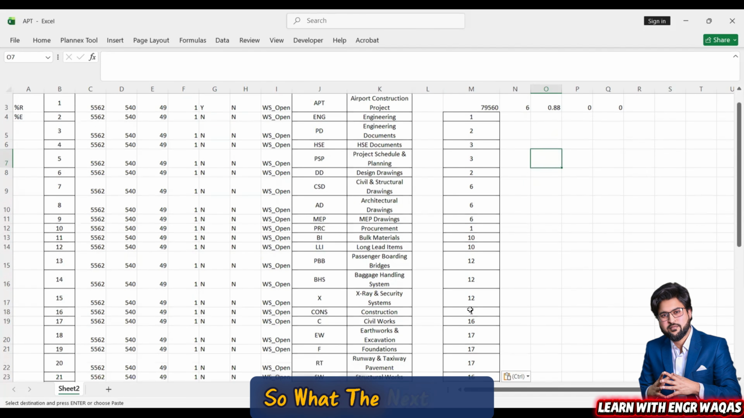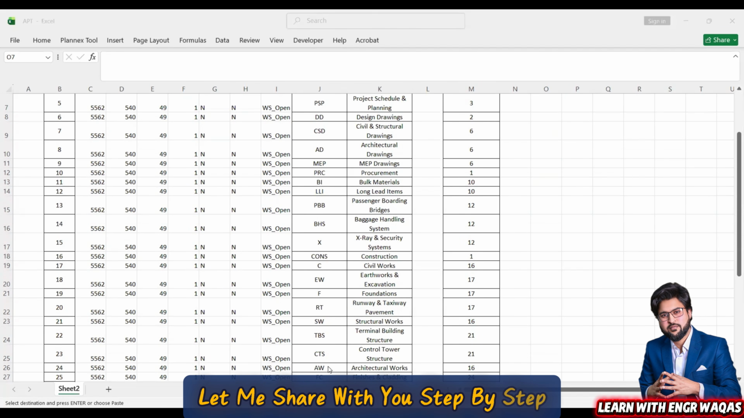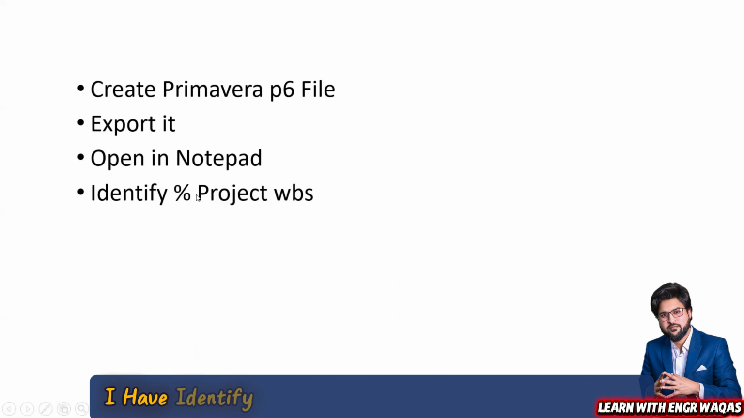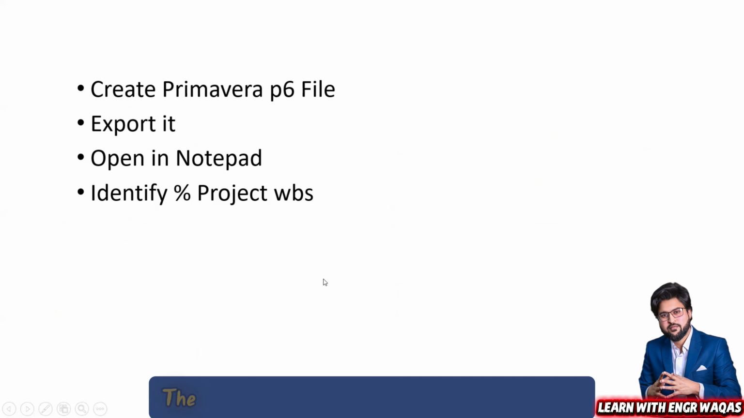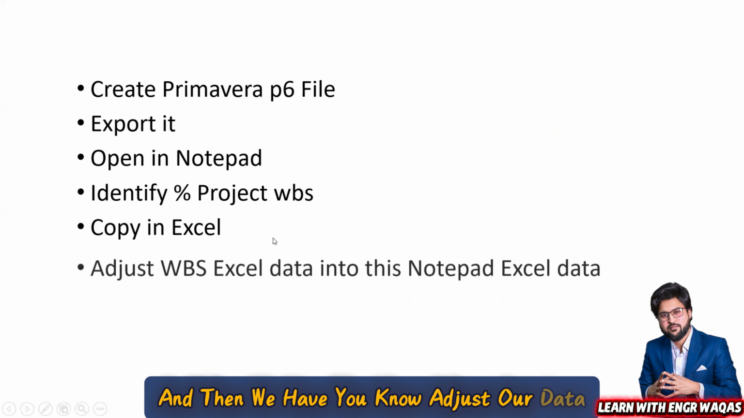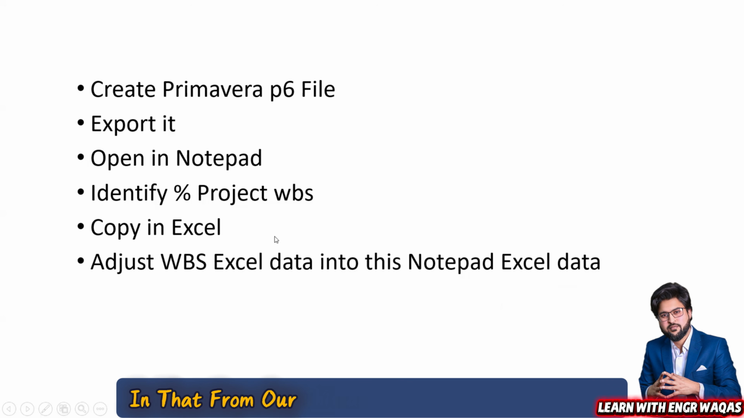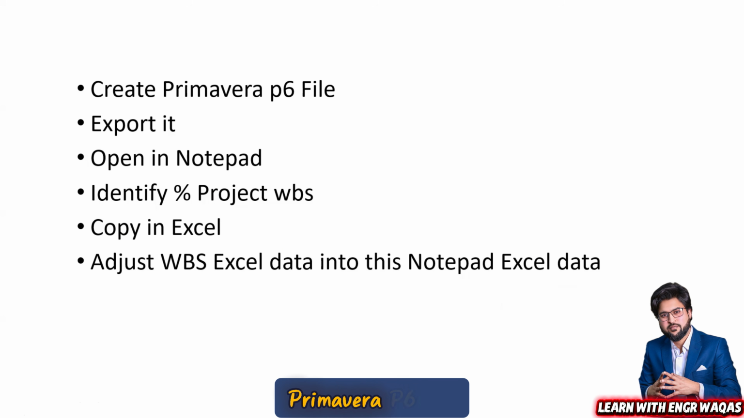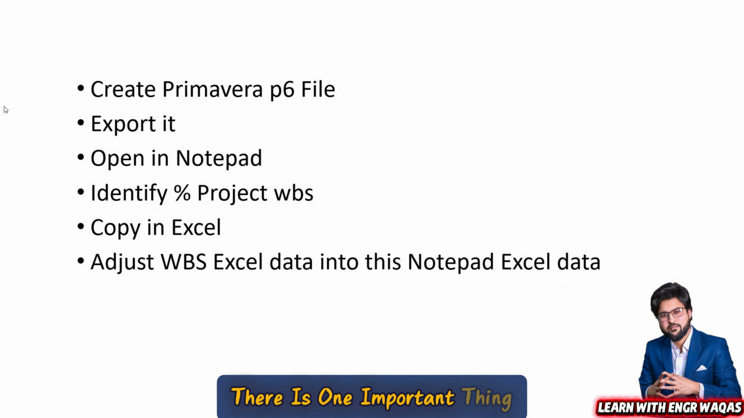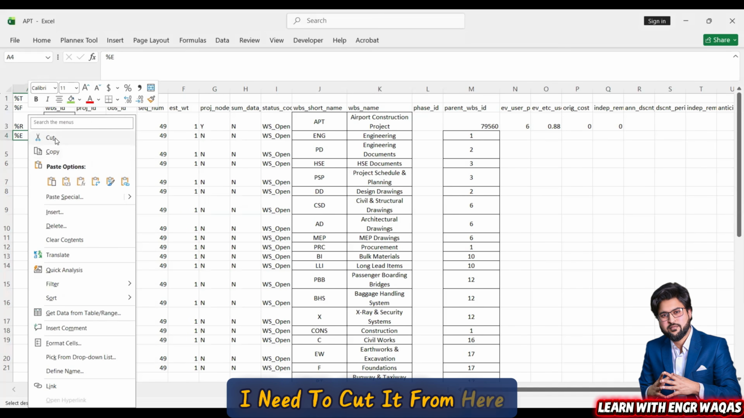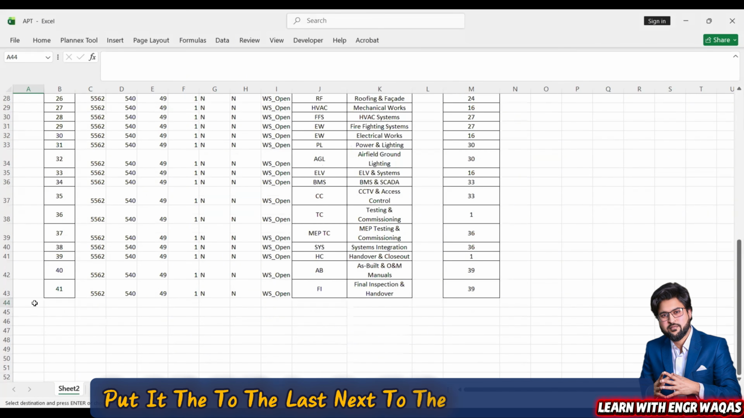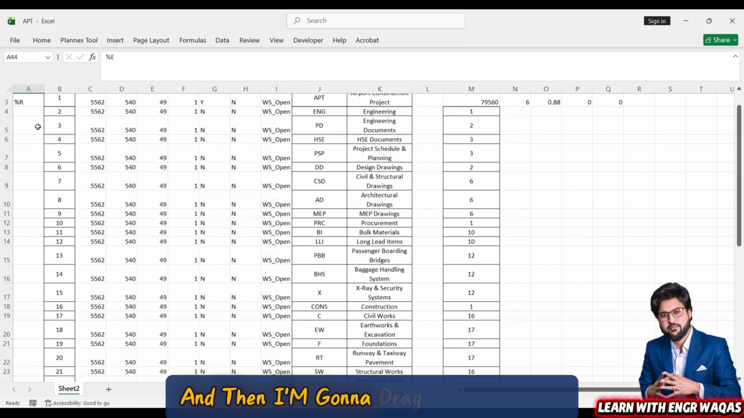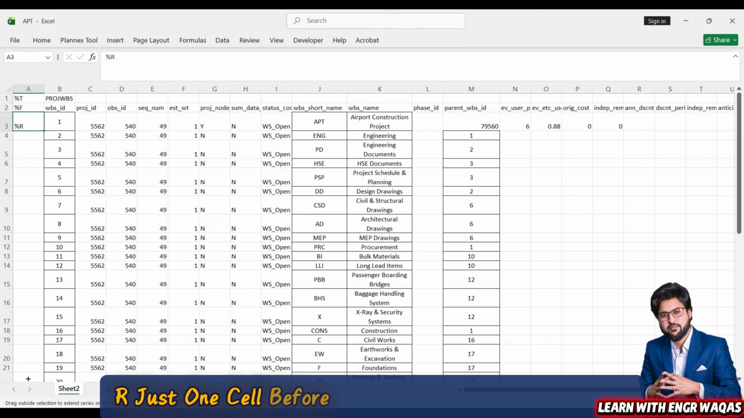Okay, so what's the next step? Let me share with you step by step. I have opened it in Notepad. I have identified this is from the project WBS, right? The way I have copied from Notepad into Excel, the lower one I have copied into Excel, and then we adjusted our data from our initial Excel sheet into this one. Now we are going to add this complete data into our Primavera P6 XER file. But before that, there is one important thing. I need to cut it from here and put it next to the last line over here. And then I'm going to drag it till the end, or just one cell before the percentage column.